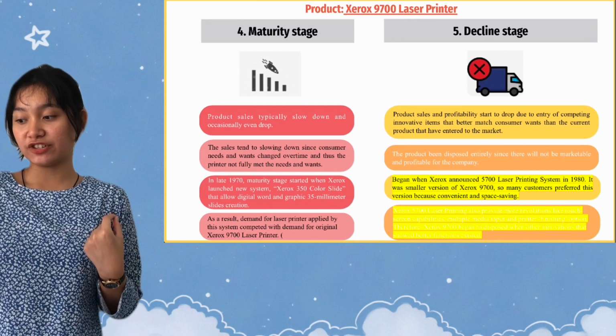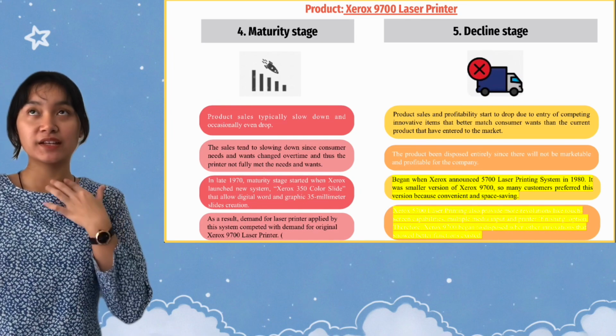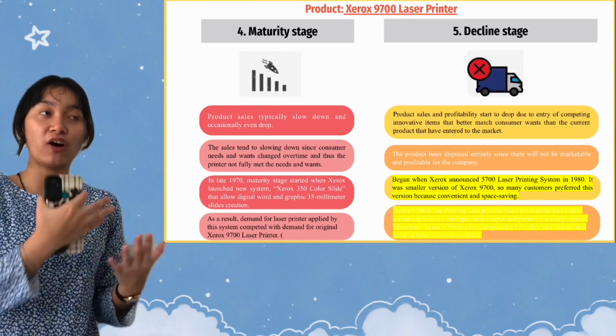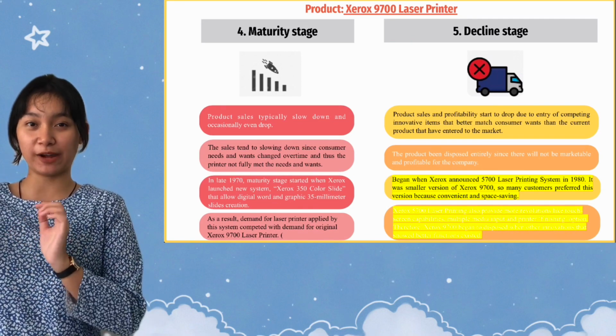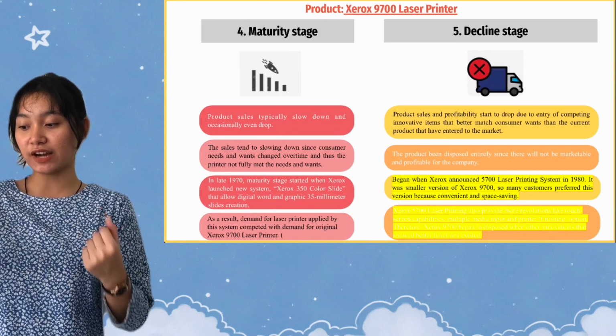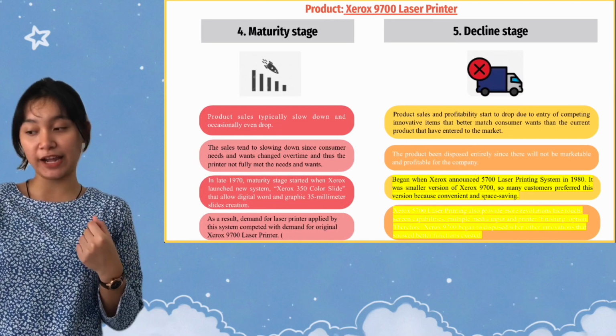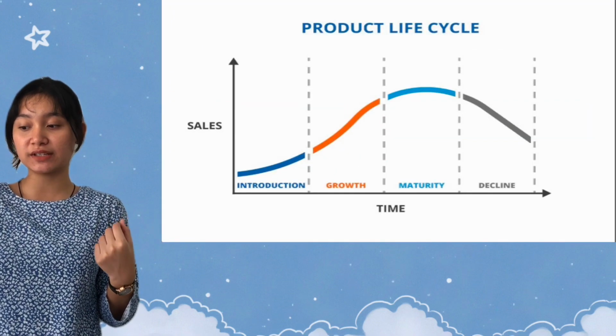In 1970, the maturity stage started when Xerox launched a new system. So they declined the old laser printer because they introduced a new type of printer. The new type of printer is the Xerox 350 color slide that allows digital word and graphic 35mm slide creation. Okay, that's all from me.